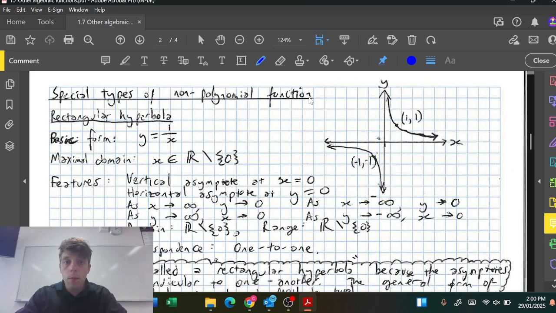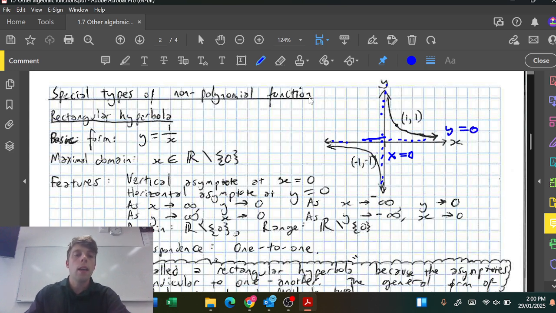So, the basic form of the hyperbola is this equation here, y equals 1 over x. The maximal domain is x is an element of all of the real numbers except for 0, because if we divide by 0, we're breaking maths. So we can see here the key features of this type of equation is that there's a vertical asymptote at x equals 0, and there's also a horizontal asymptote, that's this one over here, and that has the equation y equals 0.